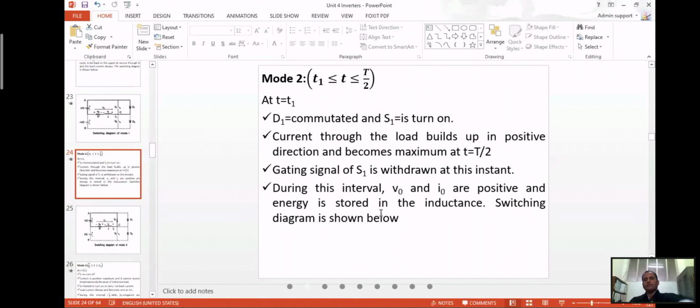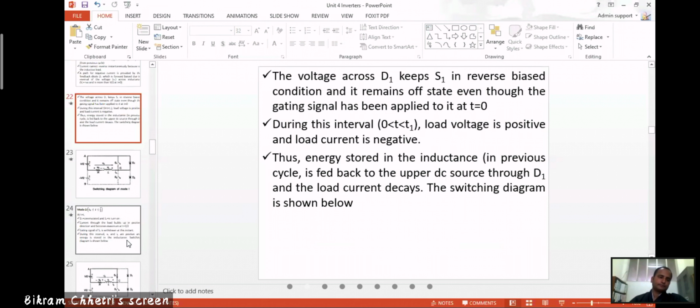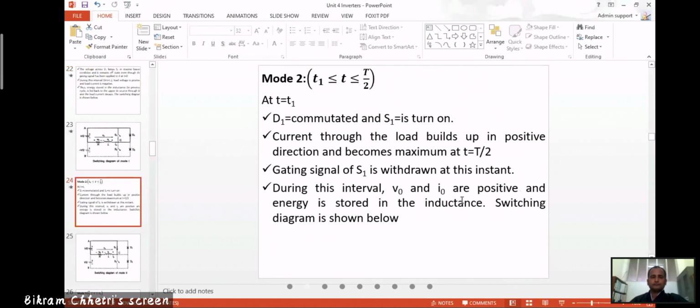The switch S1 will be on, and the current through the load will build up in the positive direction, as you can see in the waveform. During this interval, V0 and I0 are both positive, and the energy is stored in the inductor. The switching diagram is shown here.